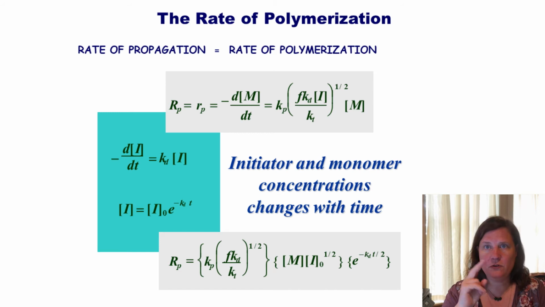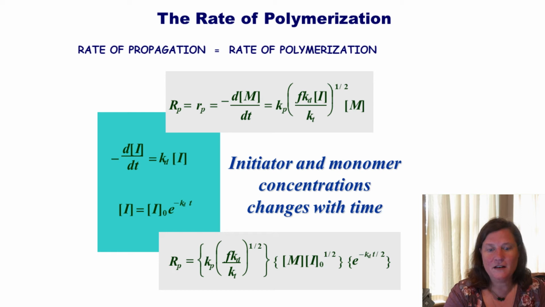Now, we have two things that change with time: the monomer concentration and the initiator concentration. If you look at the top equation in the turquoise box, minus dI/dt equals k_d times the initiator concentration, that's exactly the same. It's a first order rate law, exactly the same as radioactive decay. So we already know how to solve that, and we'll do it again on the document camera.